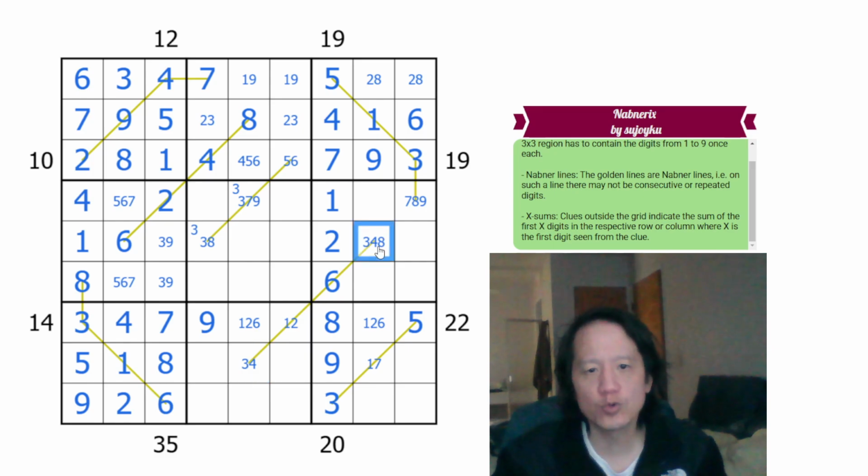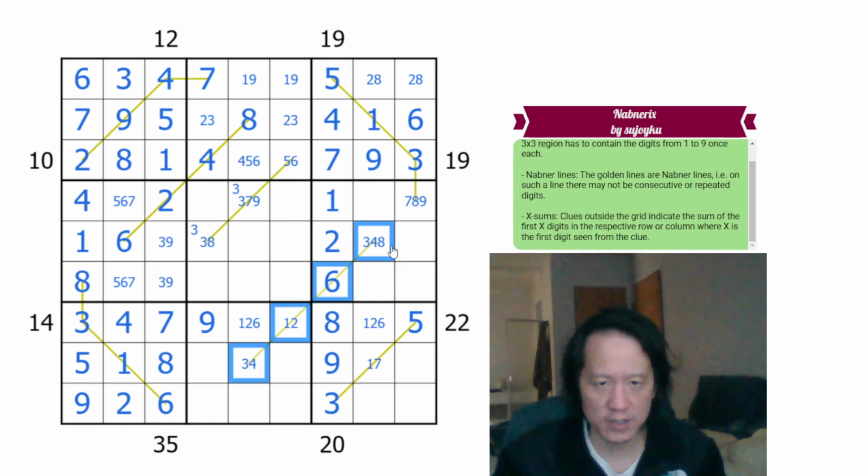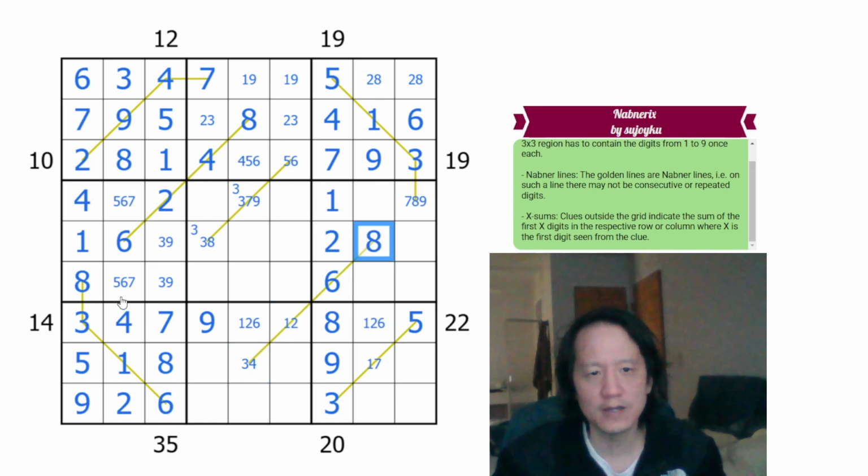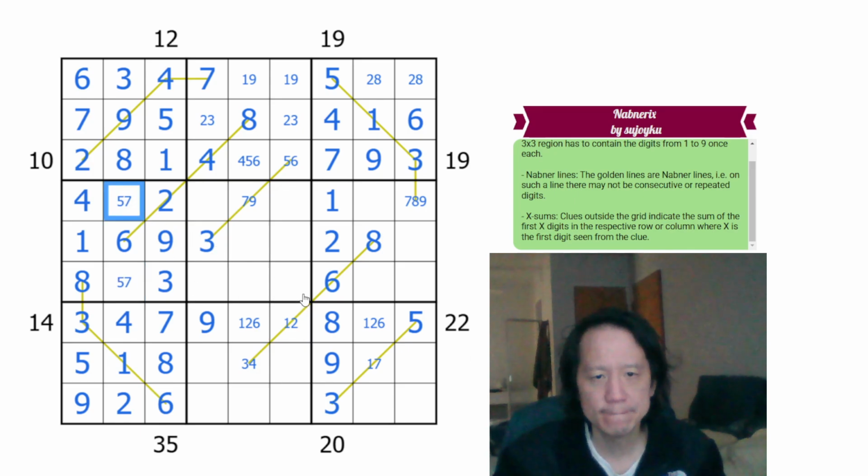Therefore, if this were 3 or 4, the other one would have to be the other 3 or 4, and that's not allowed on the Nabner line because then those would be consecutive. Therefore, this must be 8, which forces this to be 3. This can't be 3 anymore, so that can't be 3. That can't be 3, therefore it's a 9. This is a 3. This can't be 6. This can't be 6. This can't be 8 anymore.